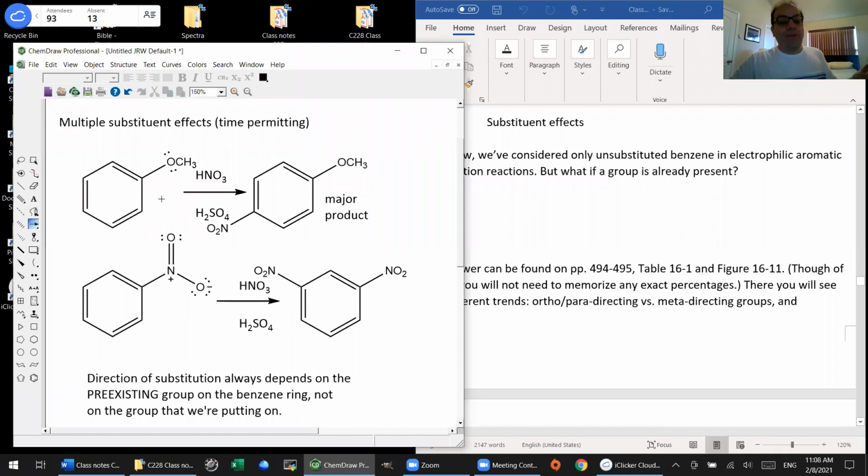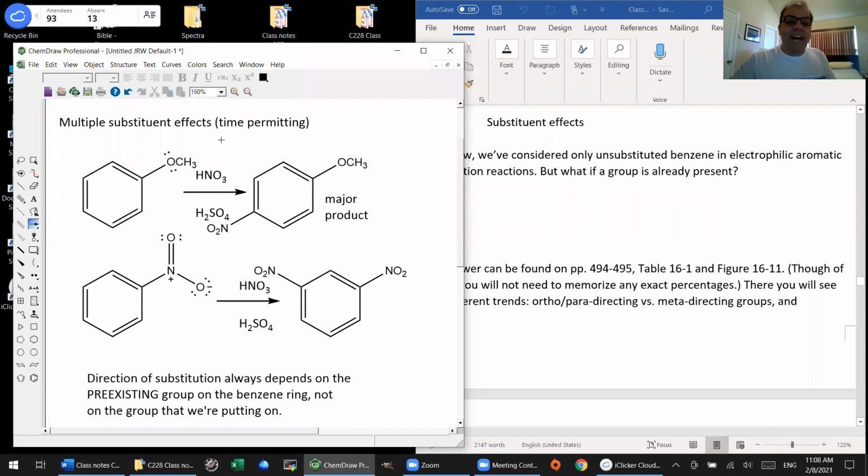And then all of the meta-directing groups are now, without exception, deactivating, meaning all of those reactions would be slower than the reaction with just unsubstituted benzene. And again, I'm not interested in the numbers. They have them in the book in case you're curious, but I'm not interested in being at all quantitative about that.